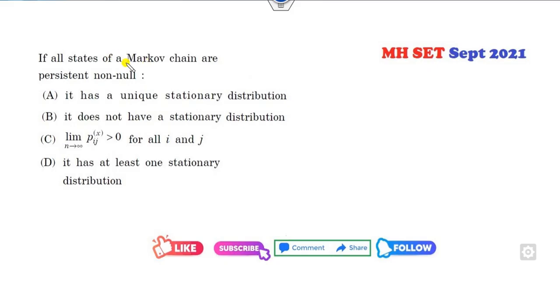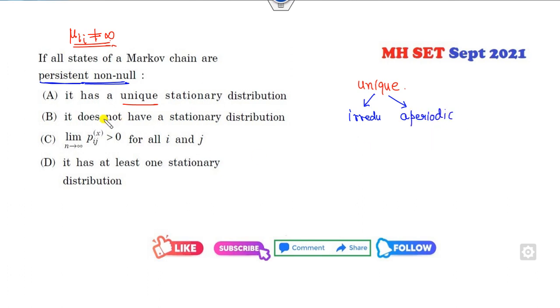Okay. If all the states of the Markov chain are persistent, that's a recurrent non-null. What is the meaning of non-null? That is the mean occurrence time, that is mu, should be finite. Now, when it has an irreducible Markov chain and an aperiodic Markov chain, it has a unique stationary distribution. This is a limiting probability. Fine. And it has at least one.